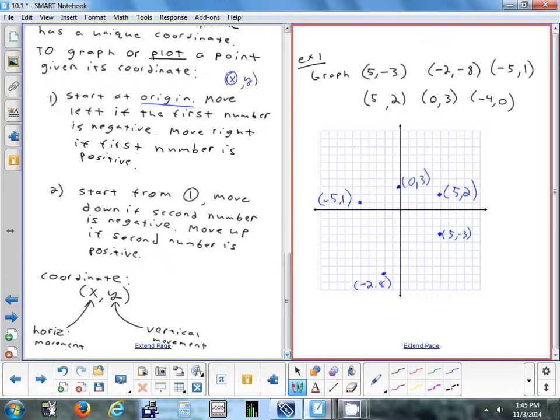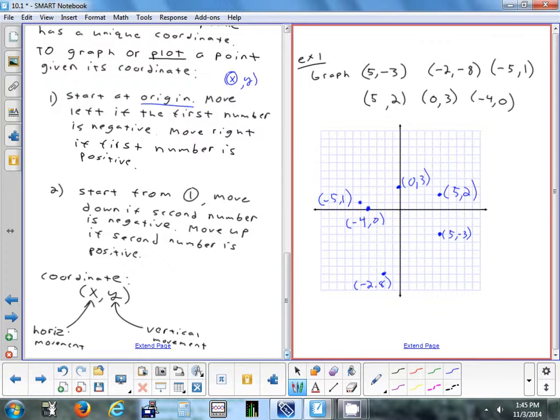And the last one, negative 4, 0. How do we graph that? Go to the west. Which way is that, left or right? Yeah, left 4, and then what? Yep, that's it. So we're just going to go left 4, and we don't move up or down. Question on that?